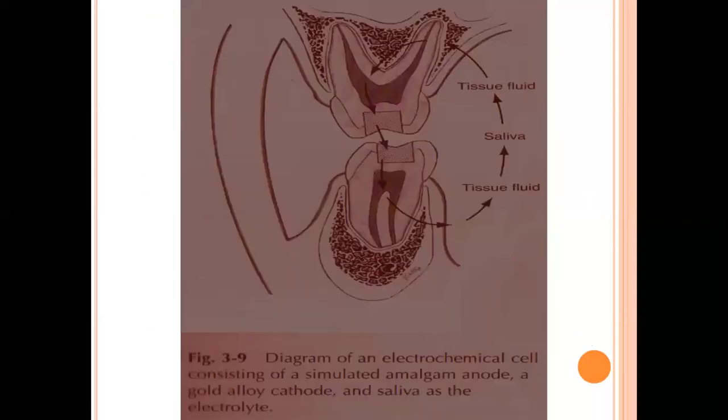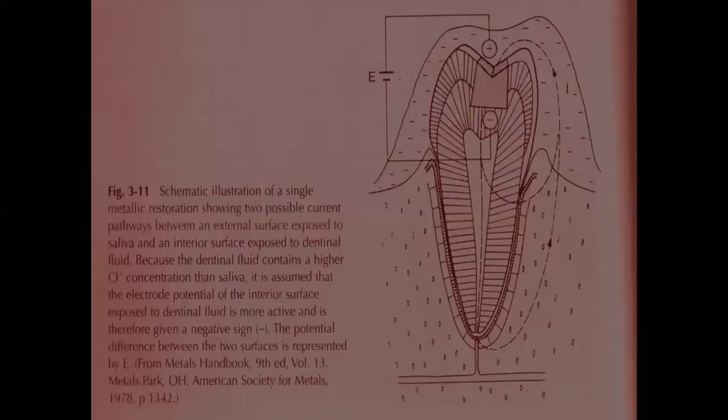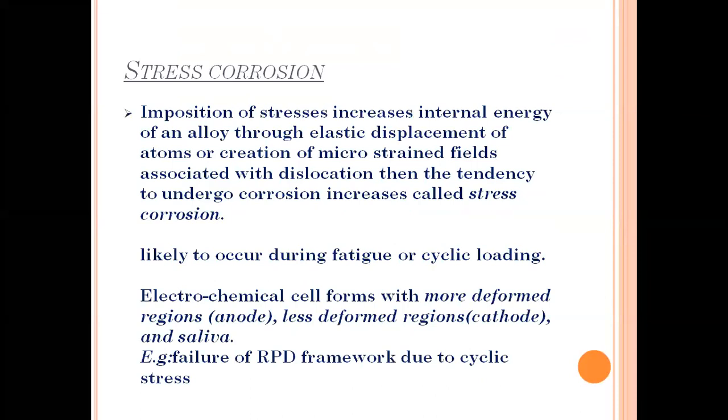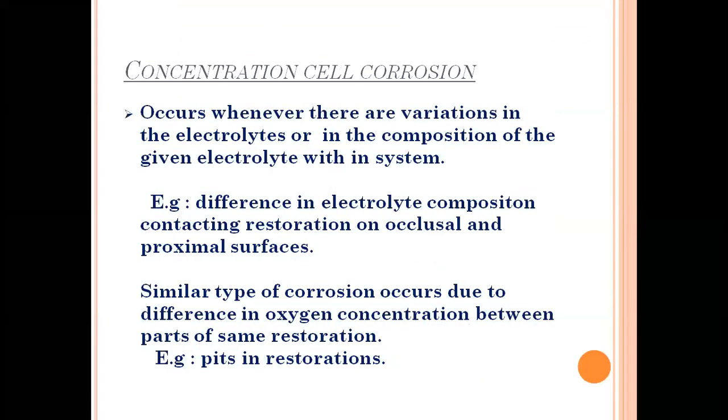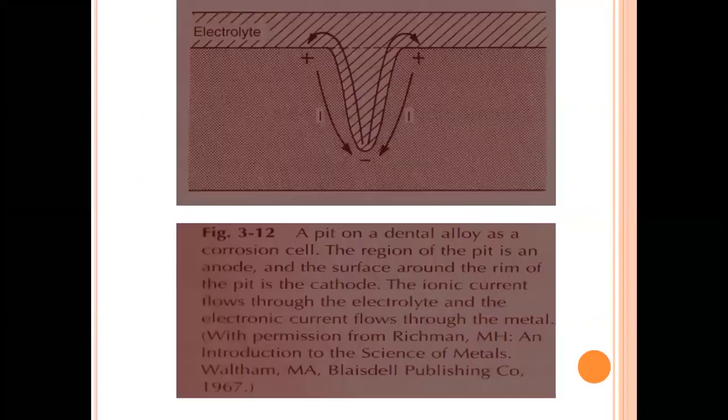When you have a gold restoration in the upper and an amalgam restoration in the lower, they form an electrolytic cell that will lead to electrochemical cell corrosion. Now, stress corrosion is there, concentration cell corrosion, crevice corrosion.